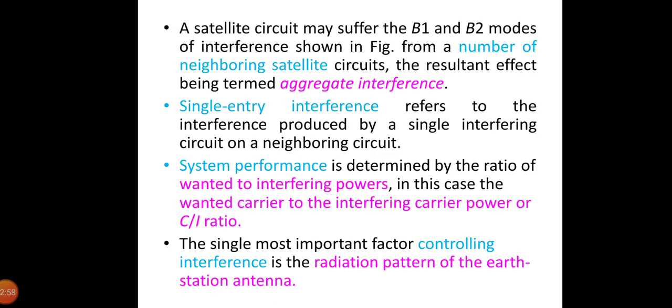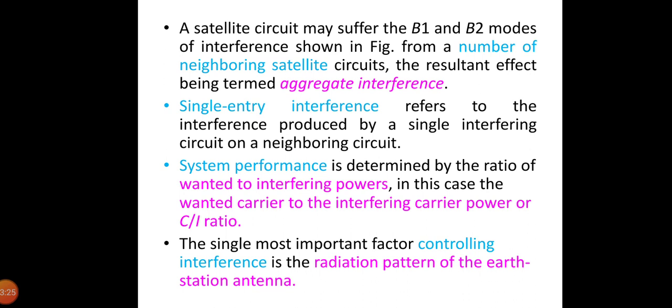A satellite circuit may suffer the B1 and B2 modes of interference from a number of neighboring satellite circuits, and the resultant effect is termed aggregate interference. Single entry interference refers to the interference produced by a single interfering circuit on a neighboring circuit, and system performance is determined by the ratio of the wanted to interfering powers, in this case the wanted carrier to the interfering carrier power, or C by I ratio.